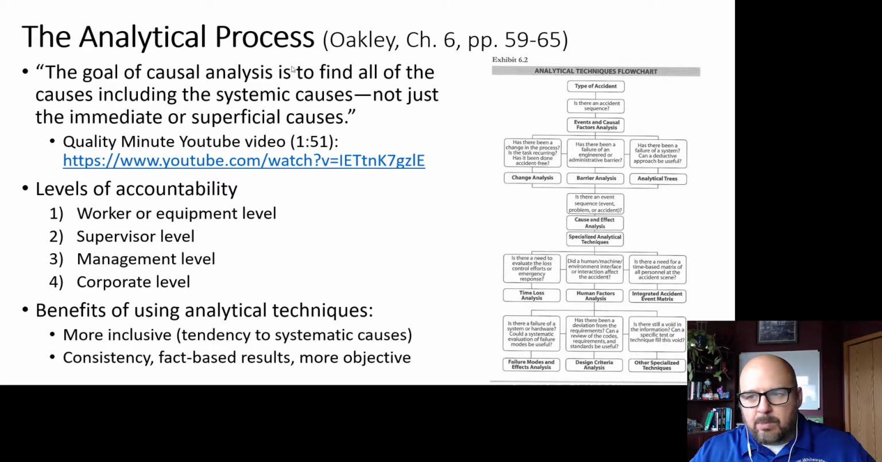In chapter 6, he provides the analytical techniques flowchart, which interestingly we're going to be referring to now for the next several lectures because it provides an interesting tree, if you will, of what you could use and what would guide you for the different types of analytical techniques. I think this is a great job by Oakley.